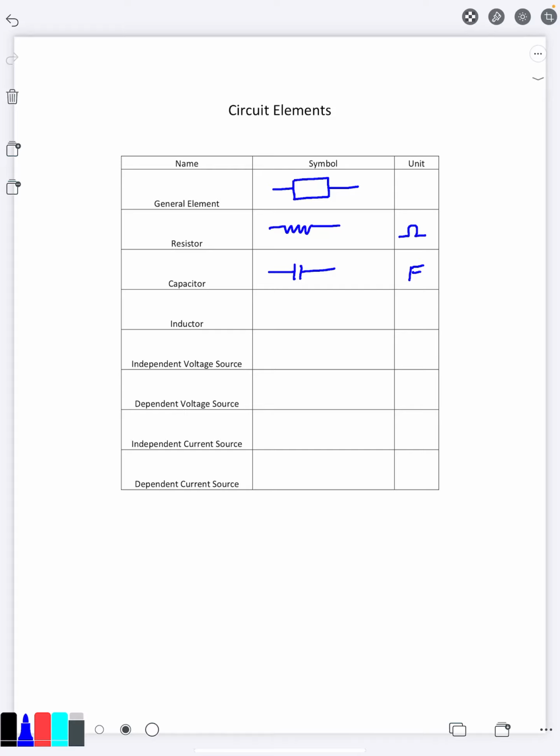Next up is an inductor, and it's going to look something like that, and our units for that are henries. All right, that's our H there for henries.